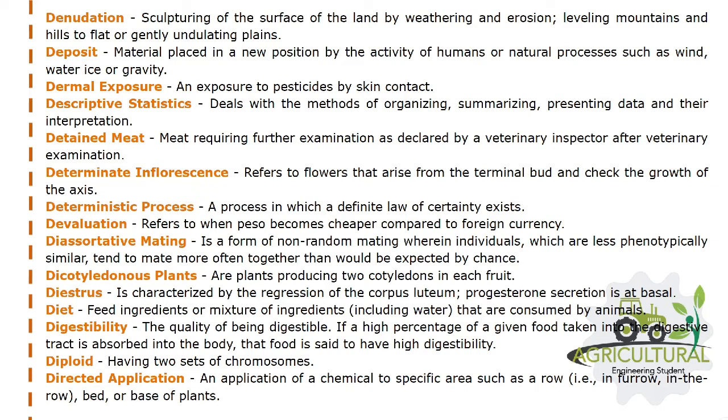Diet, feed ingredients or mixture of ingredients, including water, that are consumed by animals. Digestibility, the quality of being digestible. If a high percentage of a given food taken into the digestive tract is absorbed into the body, that food is said to have high digestibility. Diploid, having 2 sets of chromosomes. Directed application, an application of a chemical to specific areas such as a row, i.e., in furrow, in the row, bed, or base of plants.